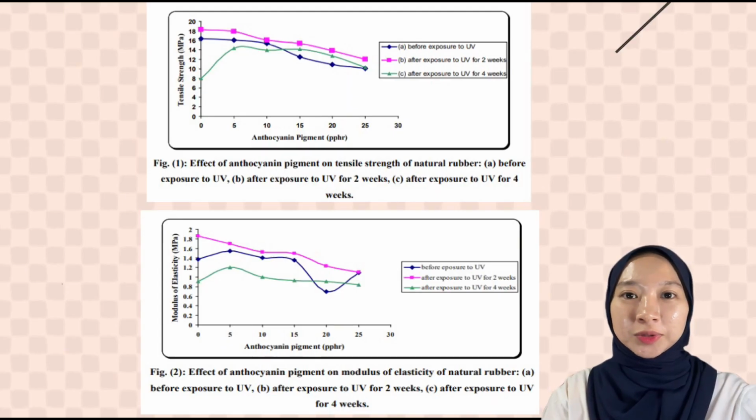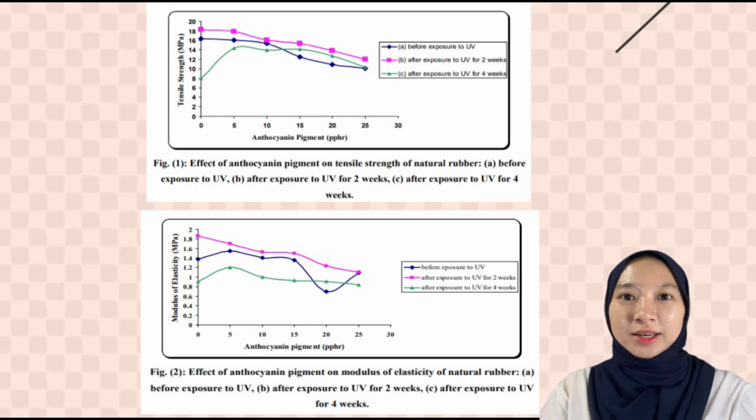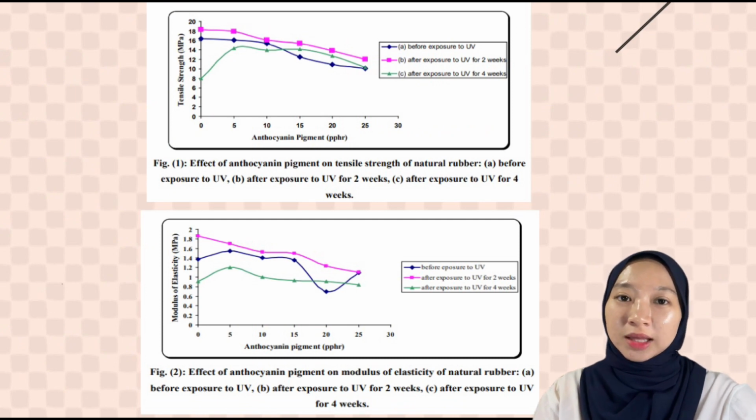Figure 1 and 2 show the effect of pigment percent on the tensile strength and modulus of elasticity of natural rubber. It can be seen that the tensile strength and modulus of elasticity for the composite slump with increasing pigment percent. This behavior may be attributed to the anthocyanin pigments working as a plasticizer that leads to weakening of intermolecular interaction forces. So the rubber chains slide one over another. Therefore, tensile strength and modulus of elasticity decrease.